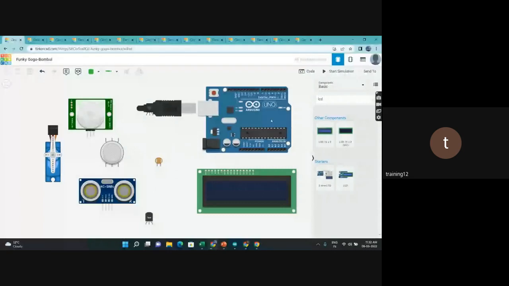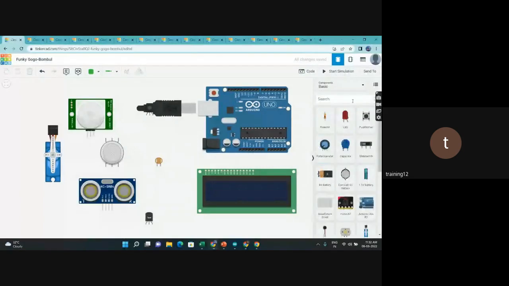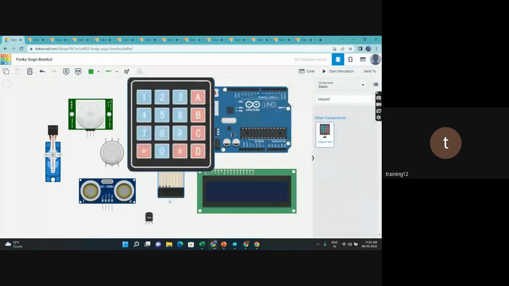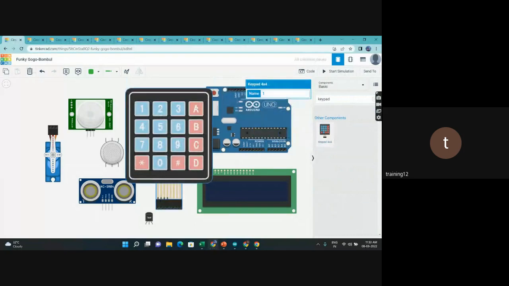The last of all is the keypad. In the keypad, you see there are 4 rows and 4 columns. In the rows: 1, 2, 3, A; 4, 5, 6, B; 7, 8, 9, C; then star, 0, hash, D. So these are all the components which we require later. I have told everything.